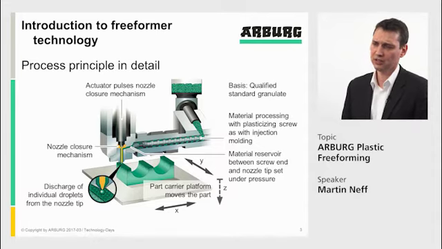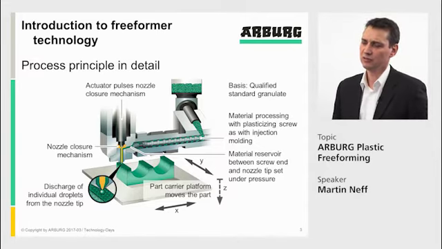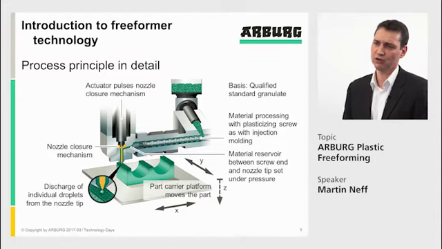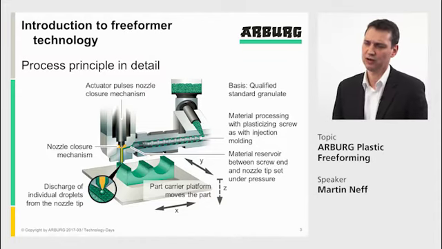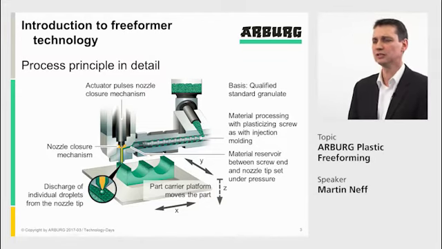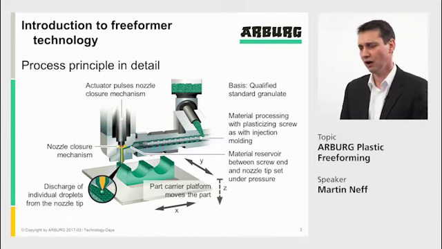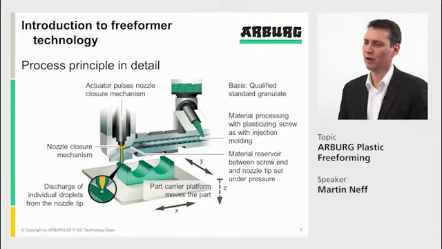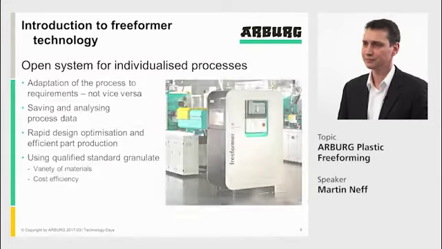That opening and closing process releases small tiny droplets, and we are talking about a maximum of about 250 droplets per second. And on that release of the droplets, we have a platform, and on that platform we are moving the part in X and Y direction, and that's how we create it, as you can see here in this slide very nicely.